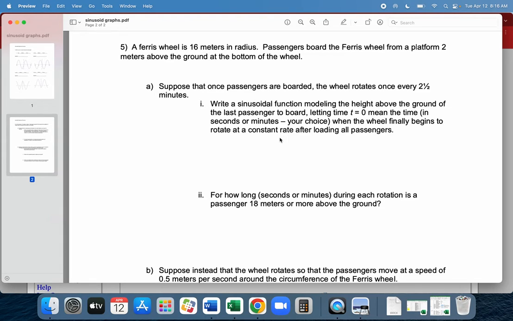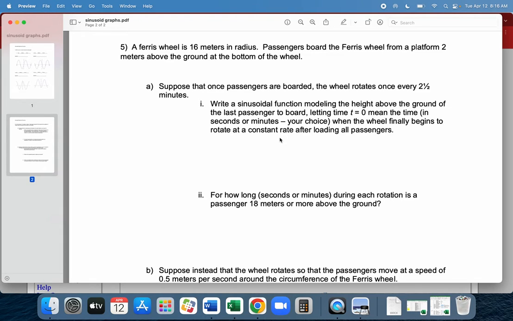What's the midline of the graph if we're measuring height above the ground? 18, right? While we're on the Ferris wheel, we're going to go above and below the height of this point, which is 18 meters above the ground. So midline, 18, y equals 18. I'll just jot it down as 18 for now.